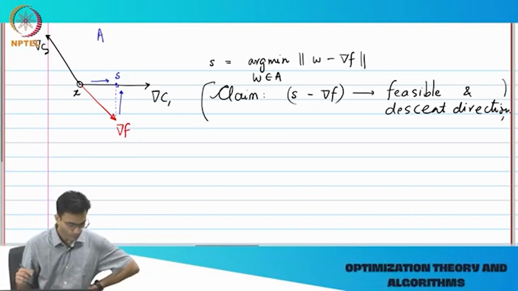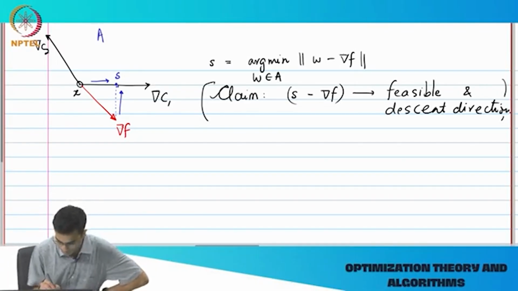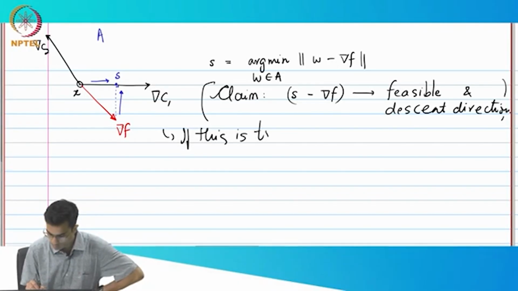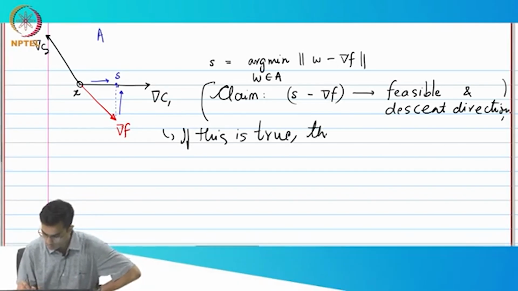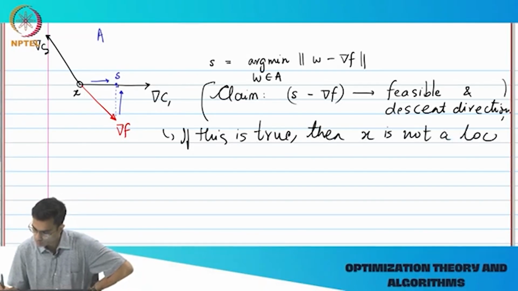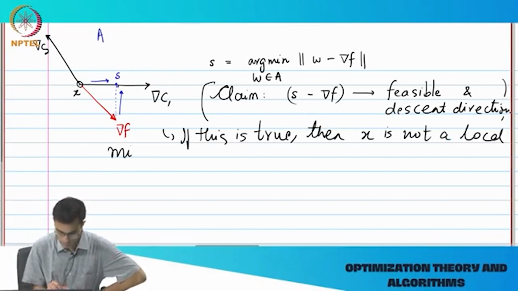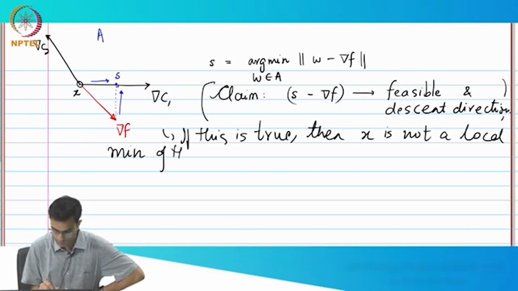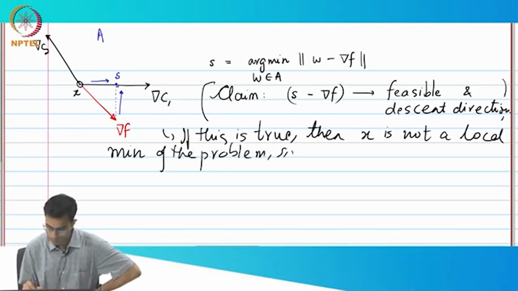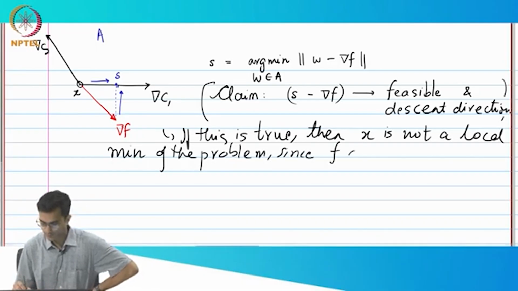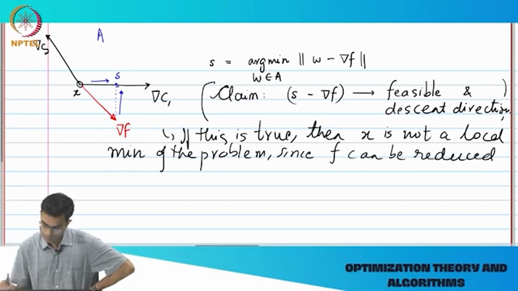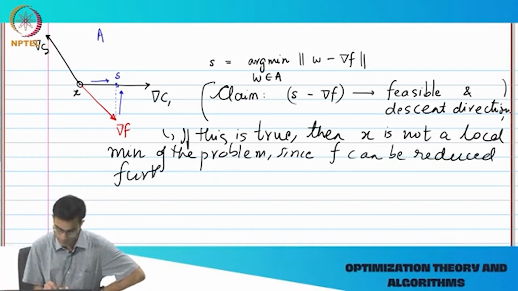Okay. So, let us just make a note over here. If this is true, then X is not a local minimum of the problem, since f can be reduced further.